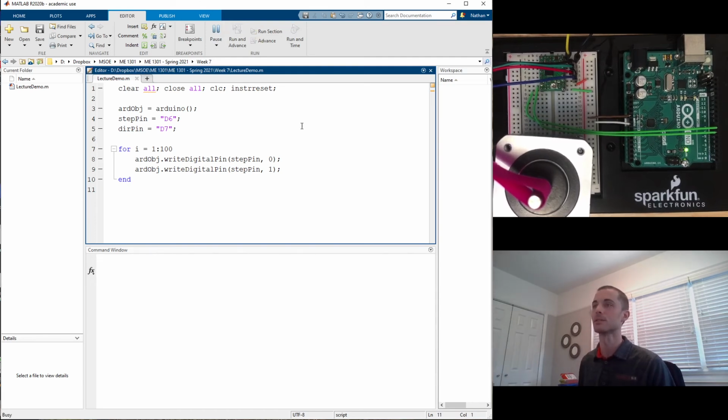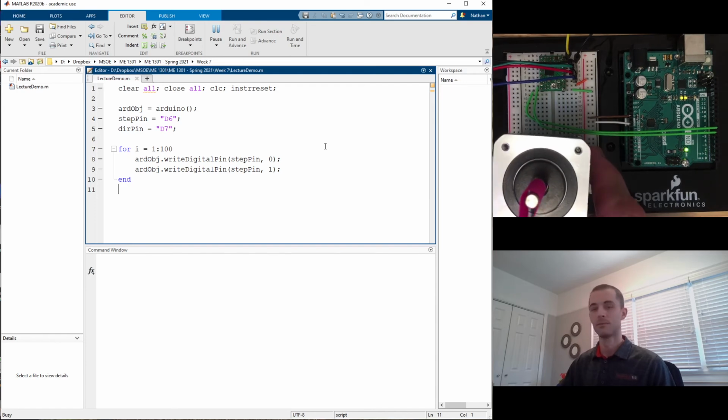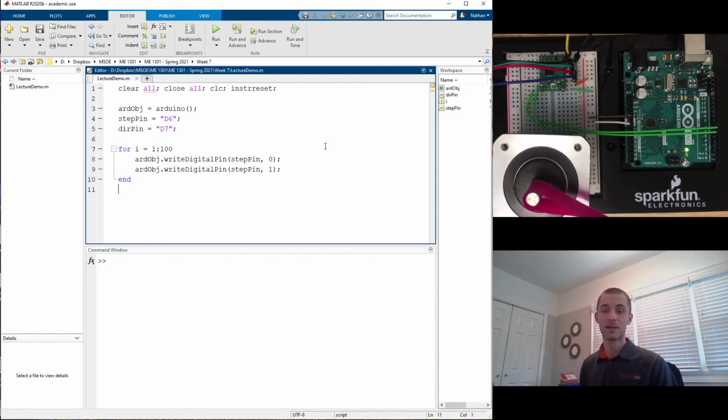So let's run this and see if I have any errors. Nope. So it moved all the way around. This is a 1.8 degree stepper motor, and so that 100 steps got me a half turn out of it. So how could I change the direction?